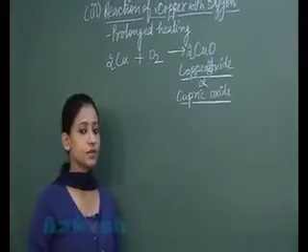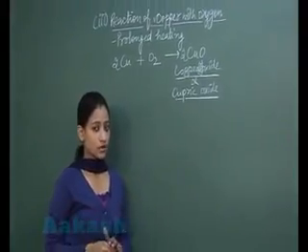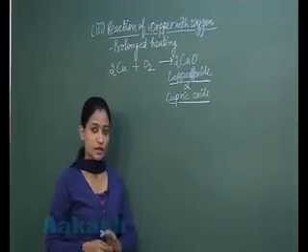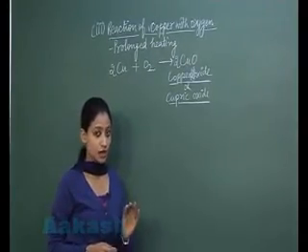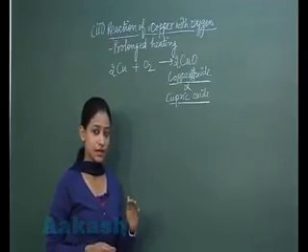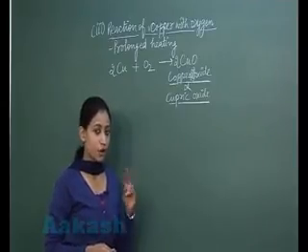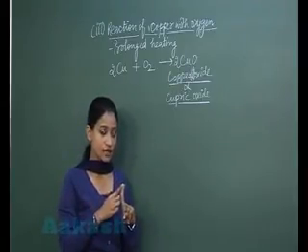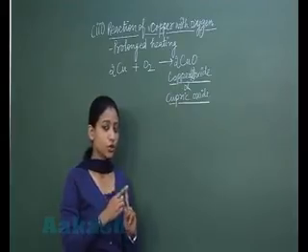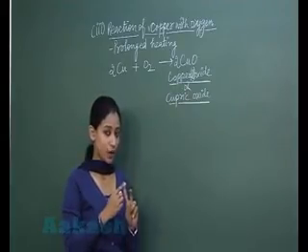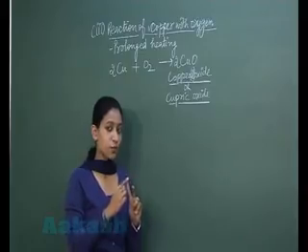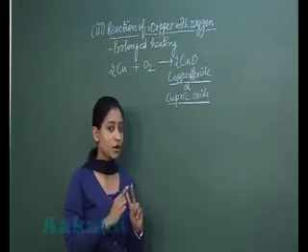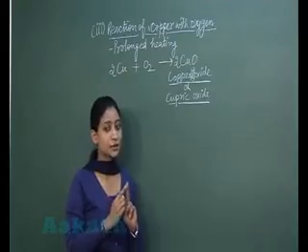Students, for the elements which exist in more than one oxidation state, for them different suffixes are used. For the one with lower oxidation state, the suffix used is -ous, and for the higher oxidation state, the suffix used is -ic. Copper exists in 2 oxidation states. One is in 1 oxidation state and in 2 oxidation state. So the lower oxidation state in this case is 1. And when the copper is copper 1 oxide, it is also known as cuprous oxide. And when the copper is copper 2 oxide, it is also known as cupric oxide.